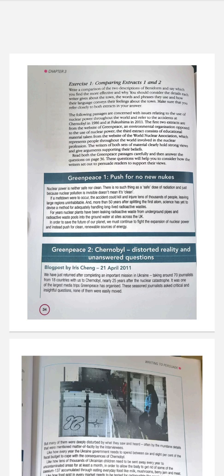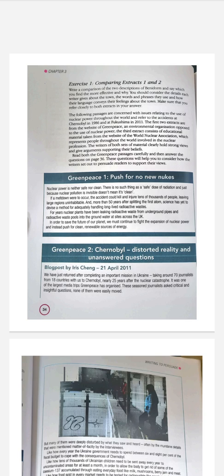The first 2 extracts are from the website by Greenpeace, an environmental organization opposed to the use of nuclear power. The third extract consists of educational material taken from the website of the World Nuclear Association, which represents people throughout the world involved in the nuclear profession. The writers of both sets of material clearly hold strong views and give arguments supporting their beliefs.